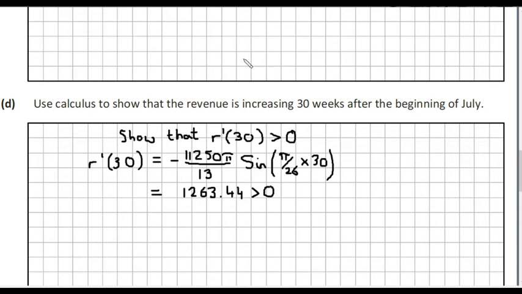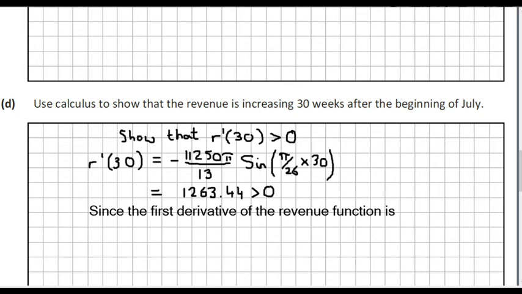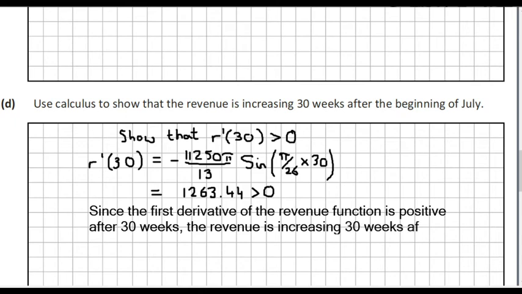So what you can say then, you just say then that, since the first derivative of the revenue function is positive after 30 weeks, the revenue is increasing 30 weeks after the beginning of July.